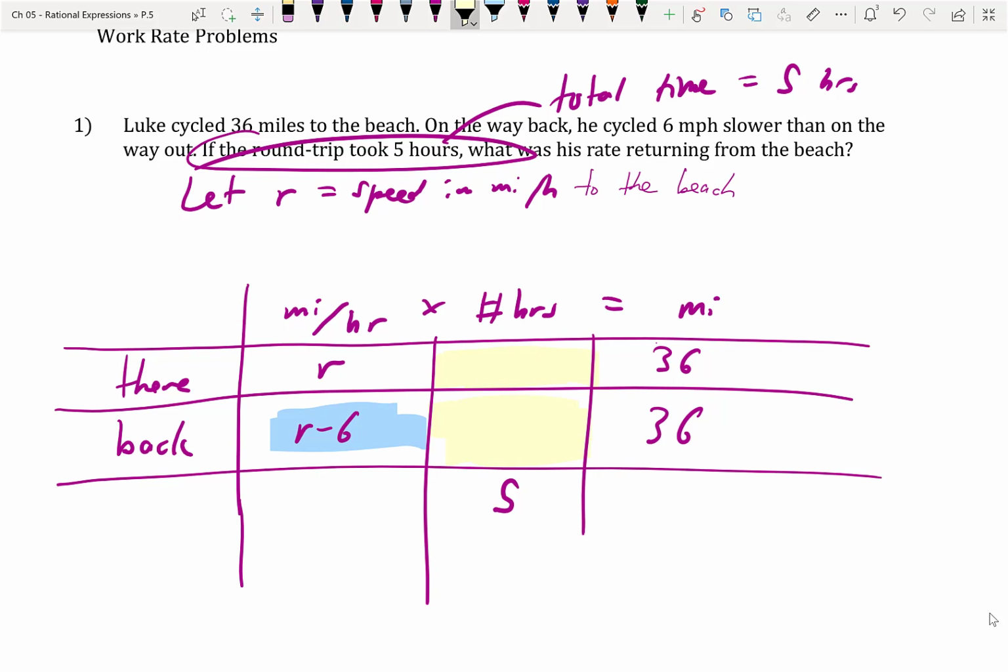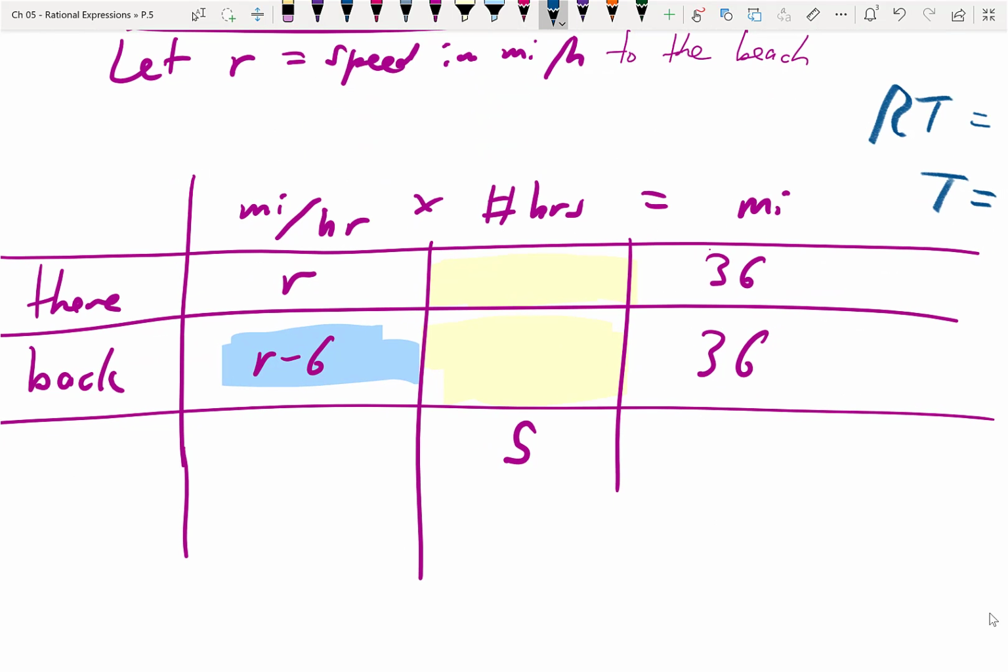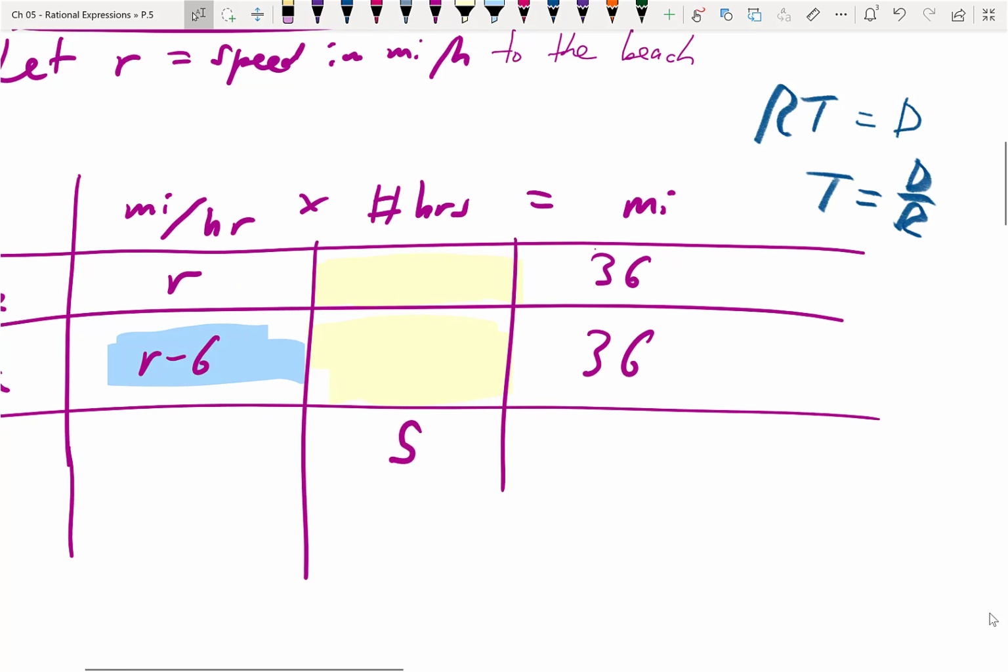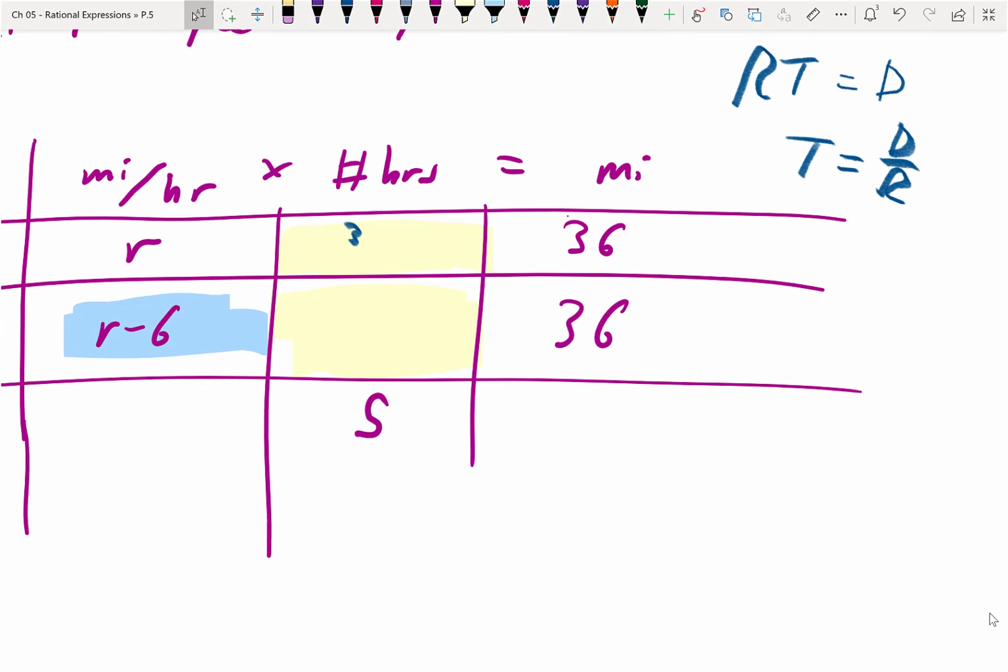These are the unknown pieces right here. And this is where you guys need to change up your thinking on this. That's time. Time is unknown. I know that rate times time is equal to distance, so what is time equal to? D over R. So let's express time as the respective d over r's. We're not filling in the last column as the product of the two. We're filling in the middle column as the quotient of the two of them. D over r makes that distance 36 over r, and this would make it 36 over r minus 6.